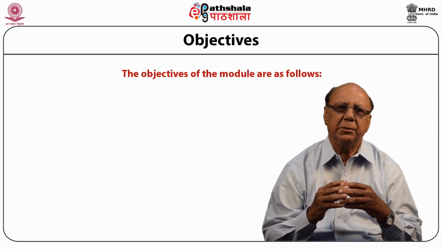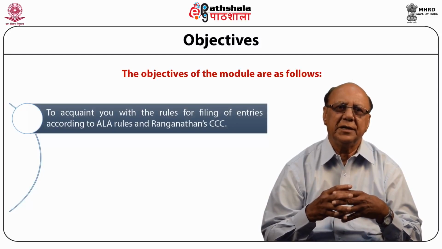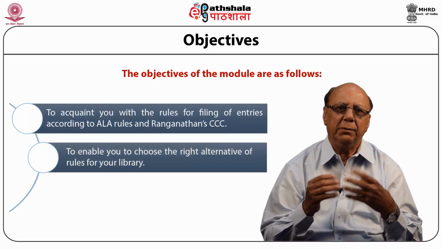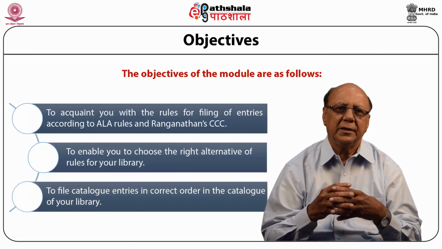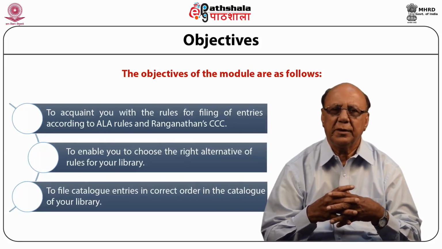Arrangement is the vital essence of cataloging. Filing of entries is an important part of cataloging. Sufficient thought has been given to this part by catalogers. The main objectives of this module are as follows. First, to acquaint you with the rules for filing of entries according to ALA rules and Ranganathan's CCC. Second, to enable you to choose the right alternative of rules for your library. Third, to file catalog entries in correct order in the catalog of your library.